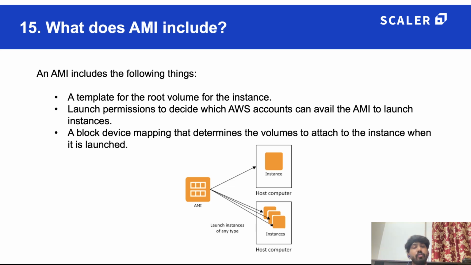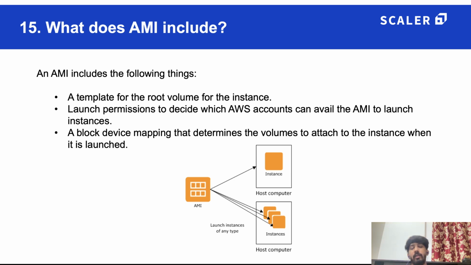Second, launch permissions to decide which AWS accounts can avail the AMI to launch instances. So when you create an AMI, you can choose whether it's public or private. If it's private, only that particular AWS account would be able to use it, but that account would be able to give access to another AWS account even though it's private. But you can also convert it into a public AMI. In that case, every single person in the world would be able to use your AMI to launch an instance.